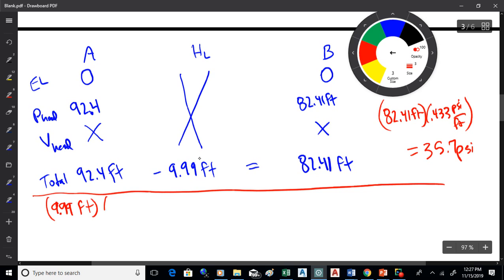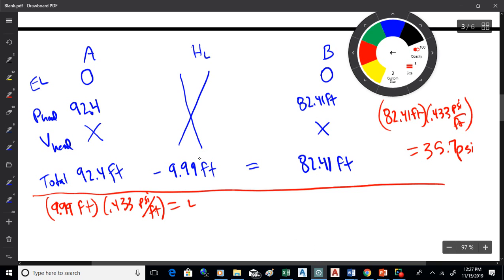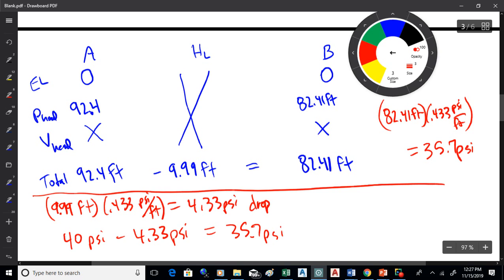Convert that right into pressure. 0.433 psi per foot. And that comes out to be a drop in pressure that actually is about 4.33 psi. So if you don't want to go through the whole bit with the table, you can just realize that you're starting at 40 psi and you're going to drop by 10 feet of pressure head, which is 4.33 psi, and that would get you the pressure also, 35.7 psi. A little quicker way there on the bottom.